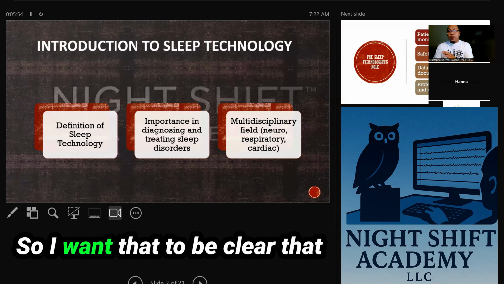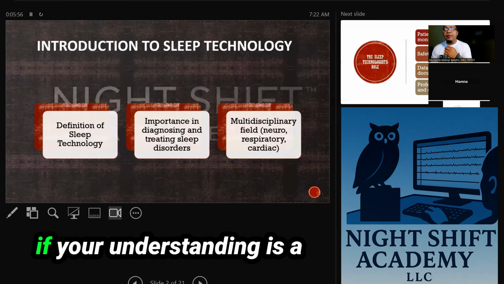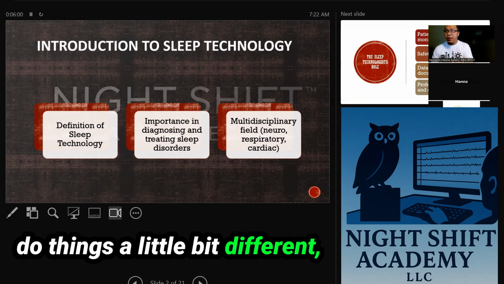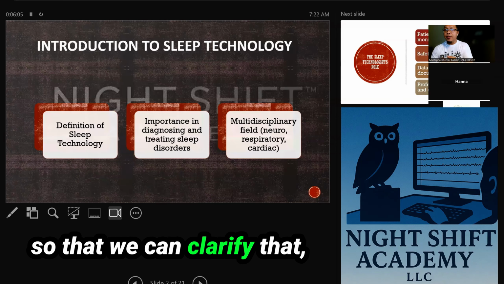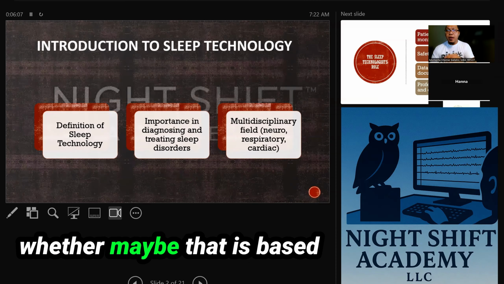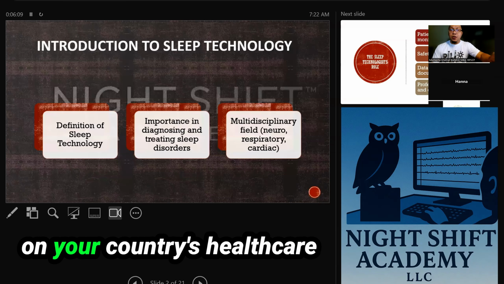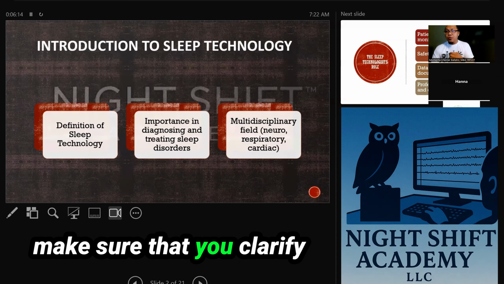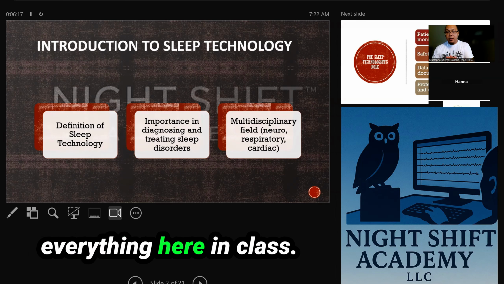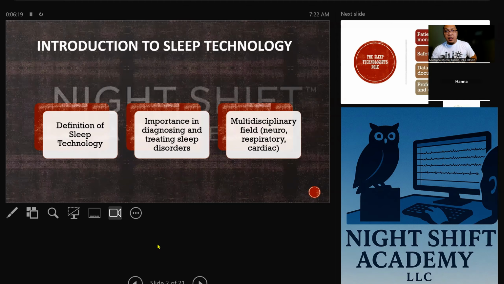I want that to be clear: if your understanding is a little bit different, or how you do things is a little bit different, I want you to voice it out so that we can clarify whether maybe that is based on your country's healthcare system or whatnot. But make sure that you clarify everything here in class, okay?